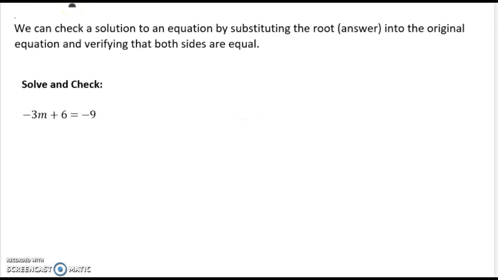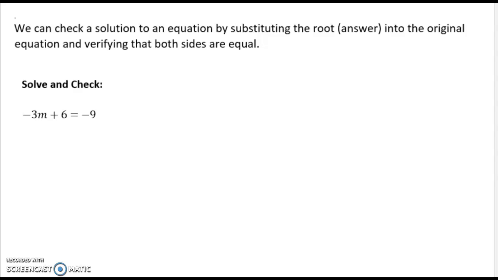Remember, pause and rewind as many times as you need, okay? In case I'm talking too fast. So this one, it says we can check a solution to an equation by substituting the root, which is the answer, into the original equation and verifying that both sides are equal.